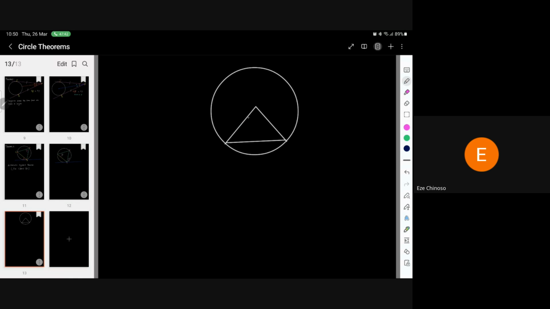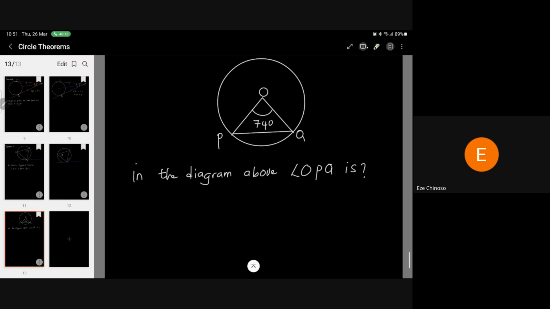And then the angle here, let me increase it a bit. Yeah, they said it's 74 degrees. So here is your O, here is your P, and here is your Q. So they said in the diagram above, angle OPQ is what? So now in that very diagram, what is angle OPQ?